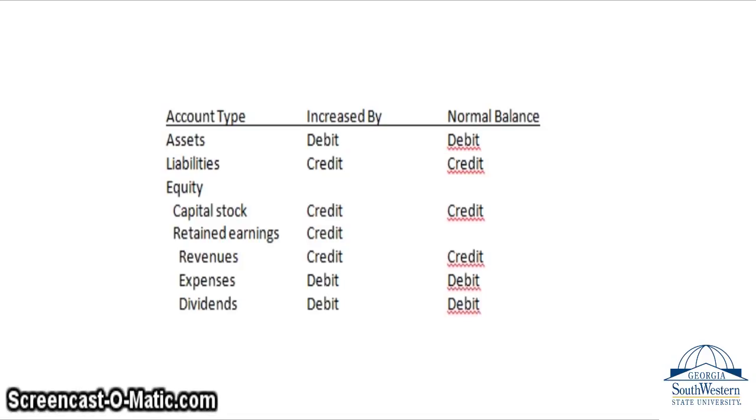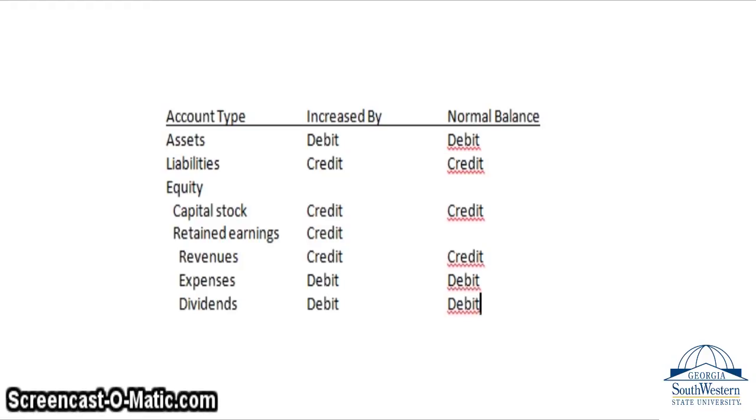When we talk about debits and credits, I said debit was left and credit is right. And that's correct because they do different things. If you're an asset account and I said that I was going to debit an asset, so cash for instance, we're going to debit cash. That means that we're going to increase it. So assets are increased by debits.